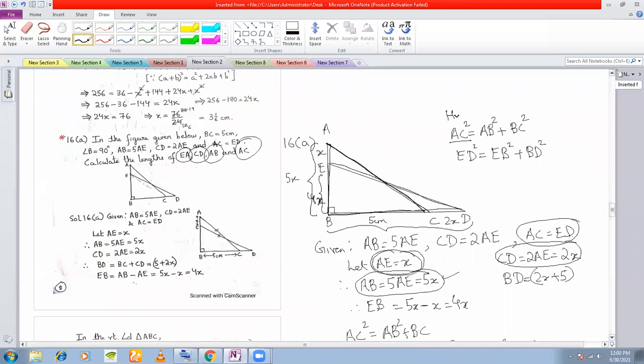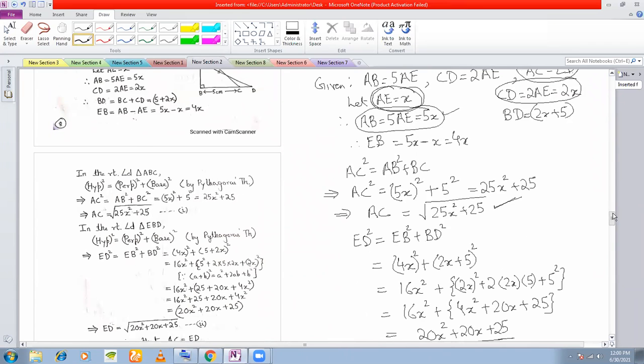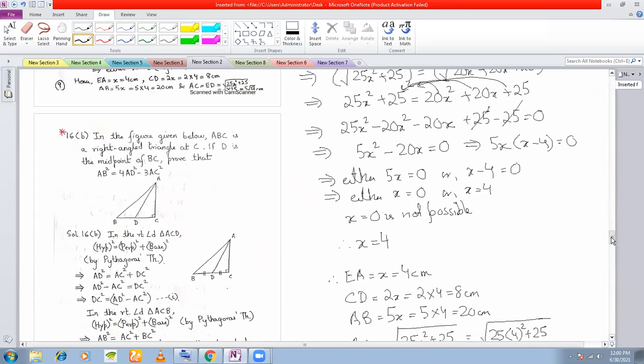Hypotenuse square is equal to perpendicular square plus base square. Which one is the perpendicular of this triangle? This is the perpendicular AB. Yes, sir. Perpendicular is AB. What is the base? Base here is BC, right? This is the base. That is how I've calculated AC. Okay. Did you understand? Yes, sir. And we move on to the next problem then.